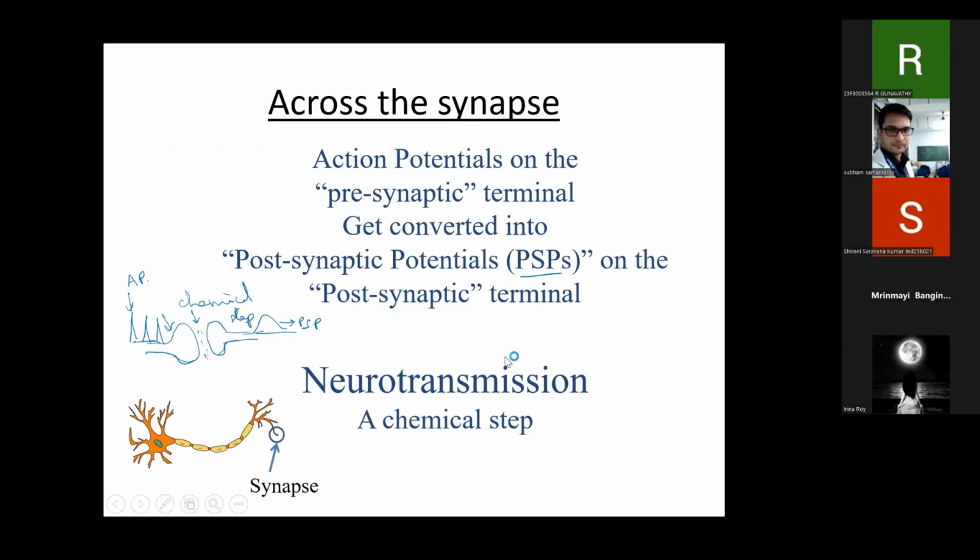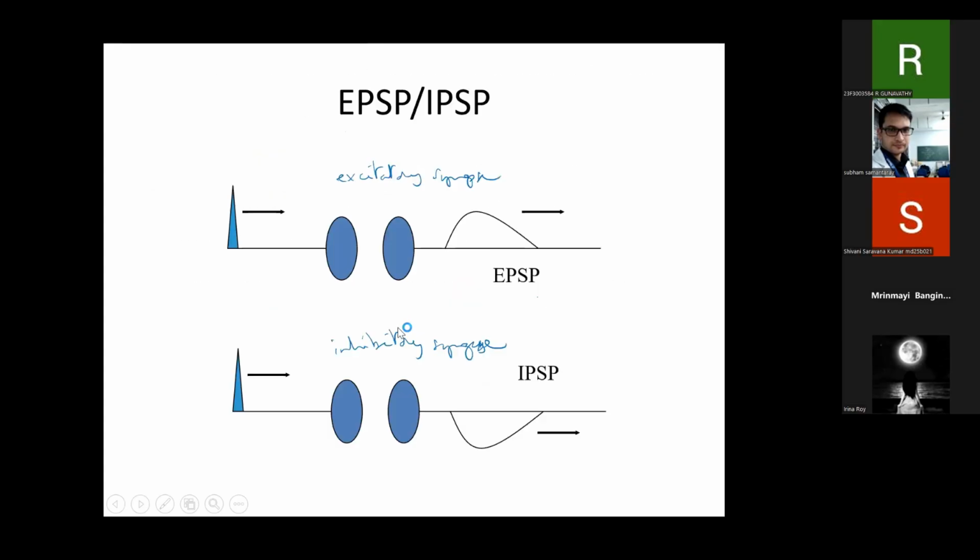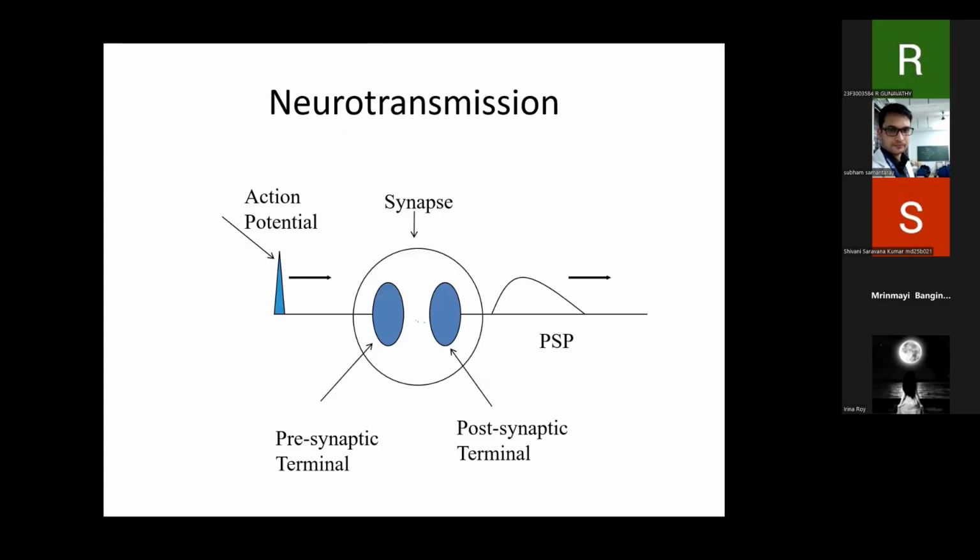So finally, when you go to the last step, neurotransmission, like I said, it's a chemical step. Now if you take a closer view of the synapse, the action potential comes along the axon, reaches the presynaptic terminal, and at the terminal, a lot of chemistry takes place. And this arrival of the AP causes release of a substance called a neurotransmitter. We'll take a closer look at that.